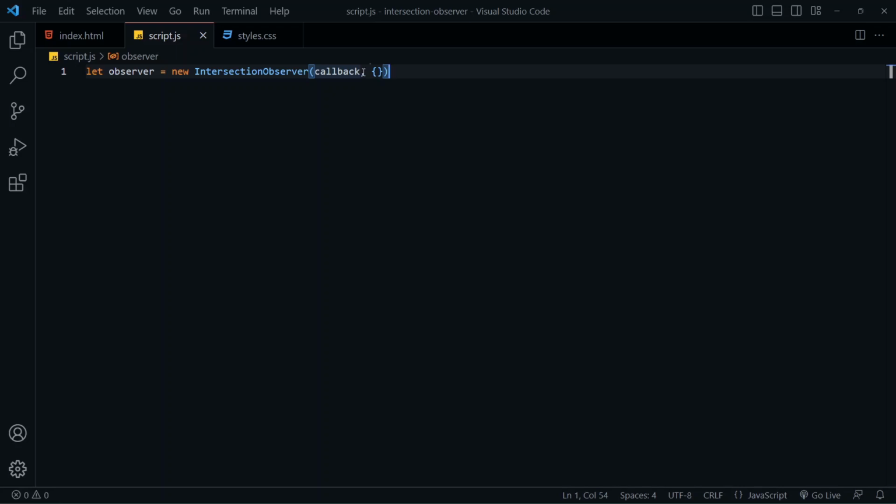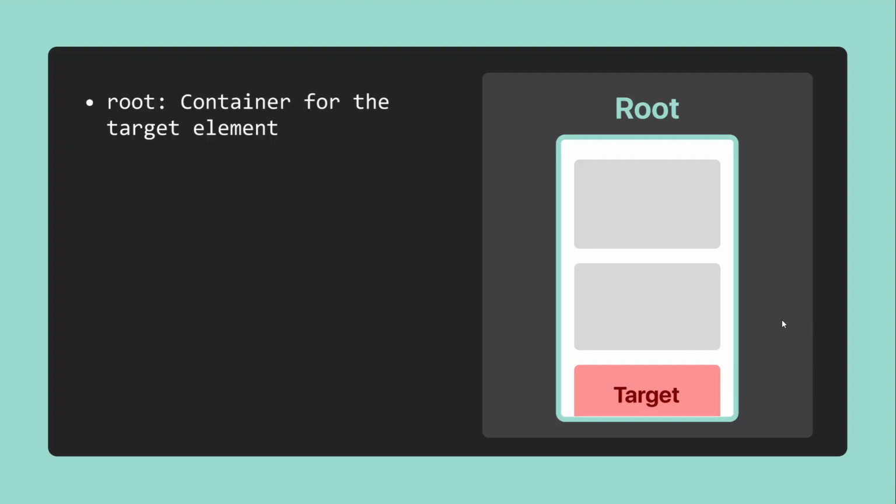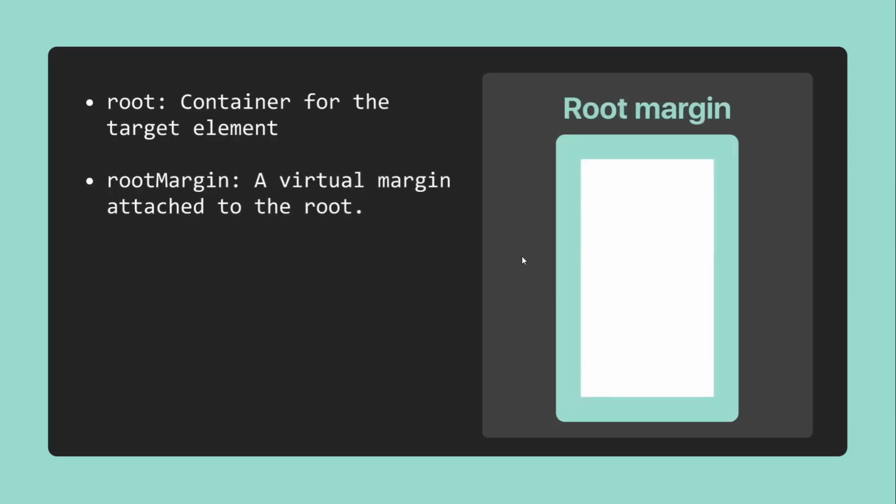So basically there are three options. The first option is called the root and it acts as the viewport for checking the visibility of the target element. Now this root element, if not specified, defaults to the browser viewport. Also, while it's pretty obvious, this root element has to be an ancestor of the target element. The second option is root margin. It's like a virtual margin that gets added to the root element. The intersection boundary will be calculated by adding or subtracting this margin. You'll get more clarity when we look at this later in an example. And yeah, by default, the value of this root margin is set to 0.